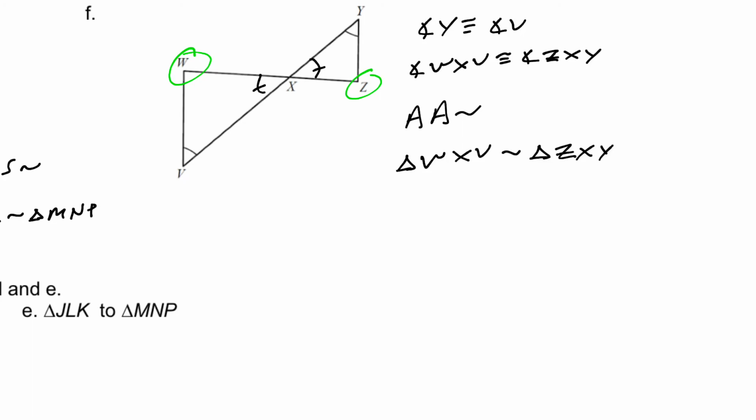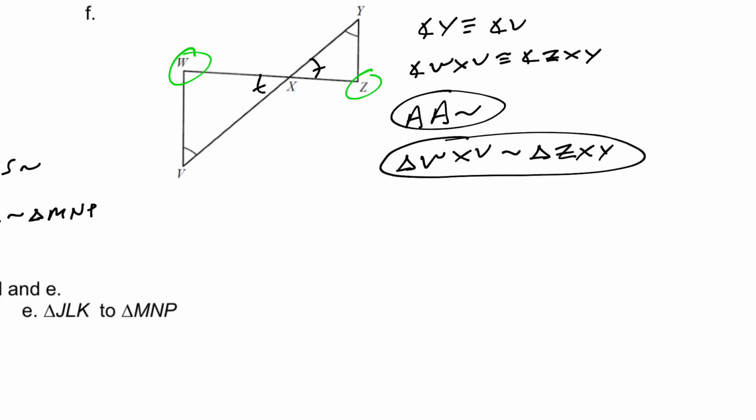I've noticed that I haven't been really circling my answers on these. So again, the two answers that I have for part F are which triangle similarity postulate we used, which was angle-angle similarity, and then we had to write the similarity statement matching up the vertices in the correct order. So that's our two parts to our answer on part F.